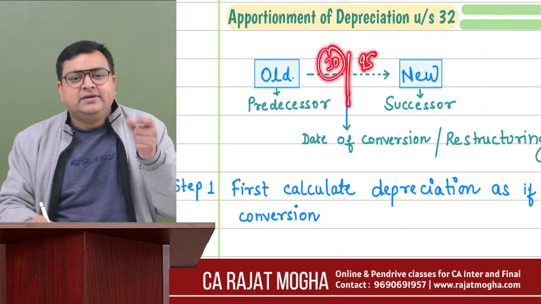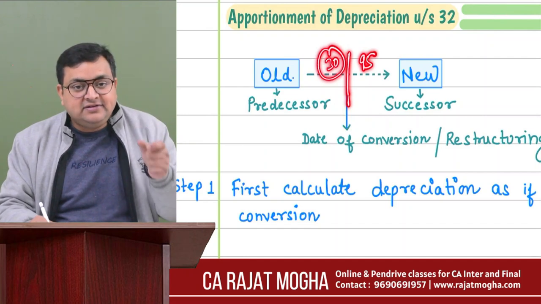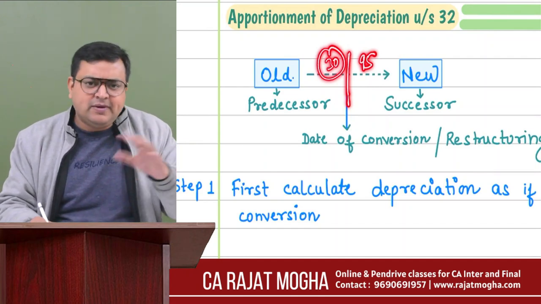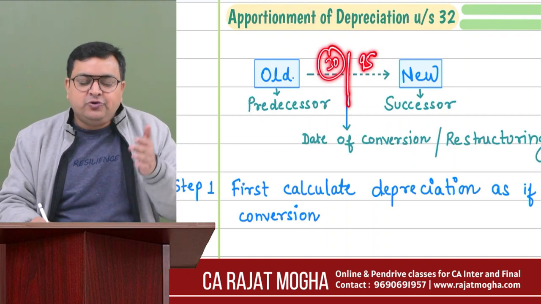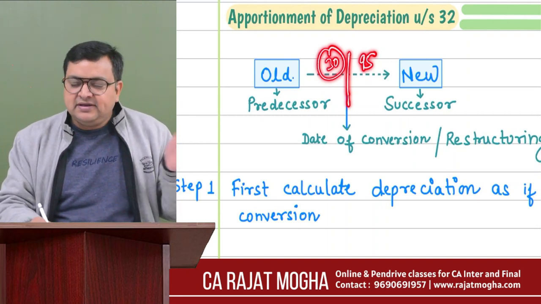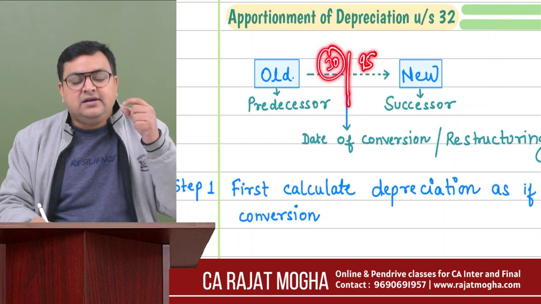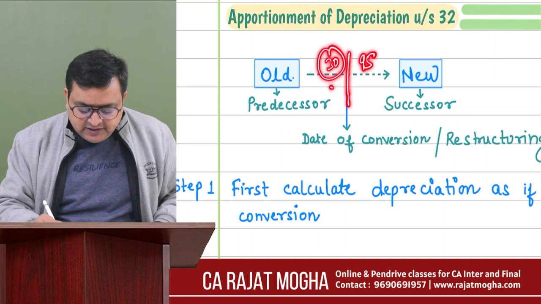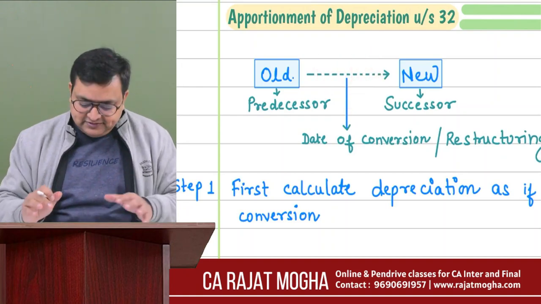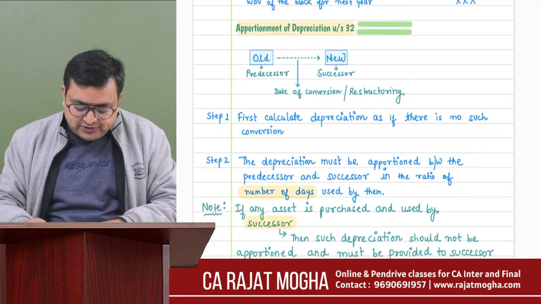So please split the depreciation on the asset which is purchased during the year but used by both of them. You have to apportion that depreciation between the predecessor and the successor in the ratio of the number of days used by them, right? So it would be split in the ratio of 30:95. This is how you will do your apportionment of depreciation.